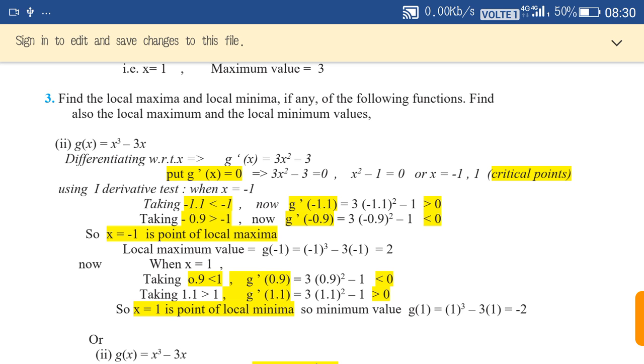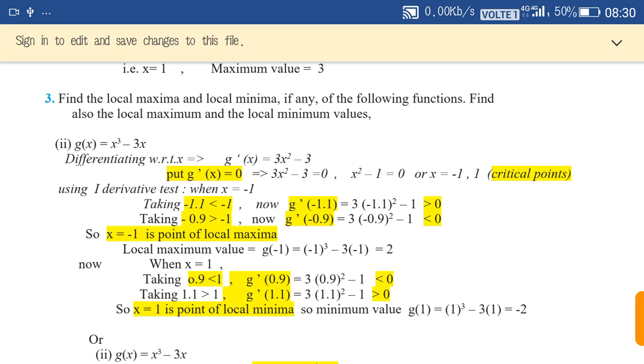Now if we use the first derivative test, we take any one of the values, x is equal to minus 1. Now take some value less than it, but very near to it. Here in the above statement, local means very near to it. You have minus 1, then minus 1.1 is less than minus 1, and now check g dash minus 1.1. You put in g dash in place of x minus 1.1, you get 3 into minus 1.1 square minus 1. If we calculate it, it is positive.